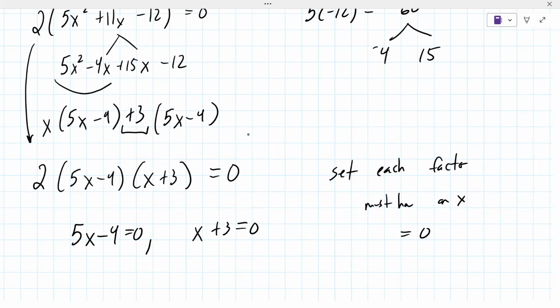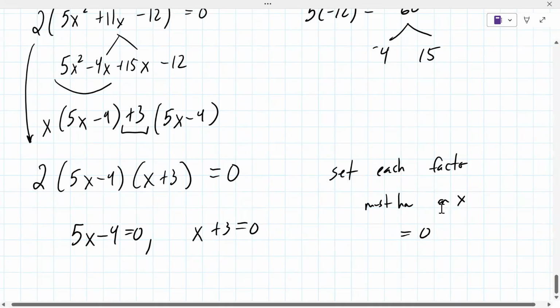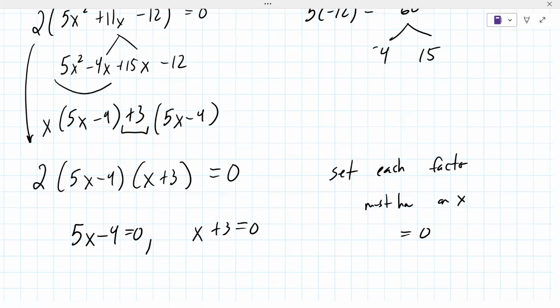What about the 2? The 2 does not have an x. Does it not apply? It's not a factor. It's just a coefficient. I mean, you could divide it out and it would be gone. Oh, all right. So you have to be able to solve each of these. Could you solve those for us, please? Yeah. I got x is equal to negative 3 and 4/5.